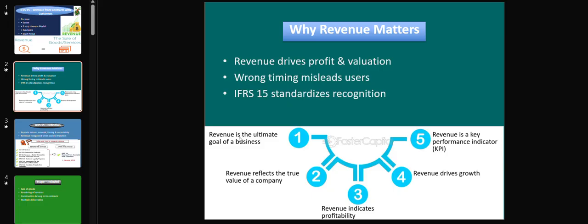As we all know, revenue is the ultimate goal of a business. Revenue reflects the true value of a company. Revenue indicates the profitability of the company. Revenue drives growth. Revenue is the key performance indicator of any company. Next, we will try to define revenue.